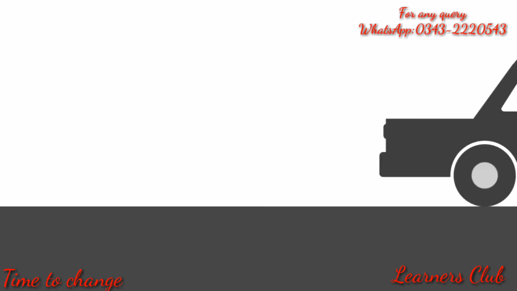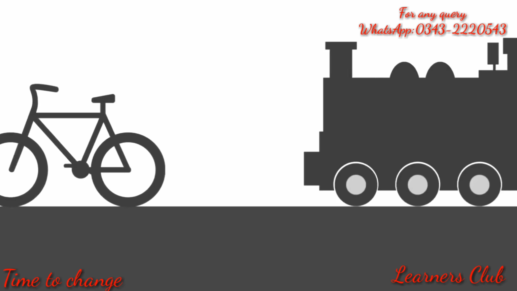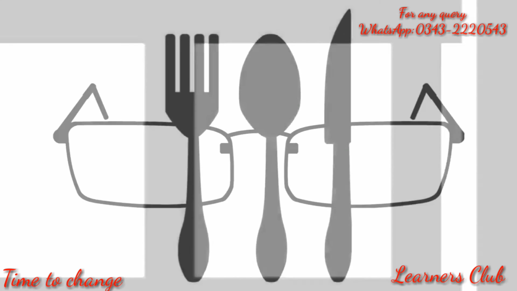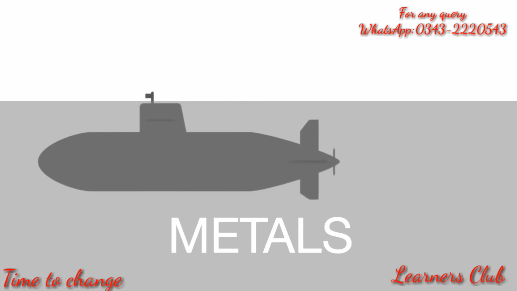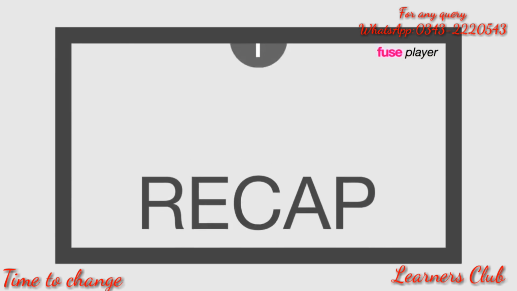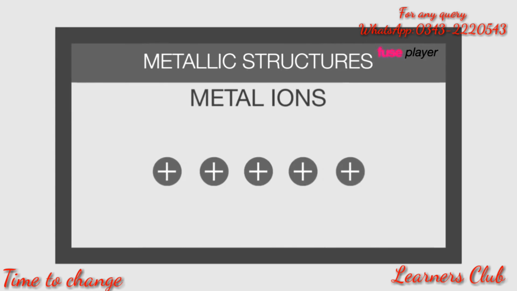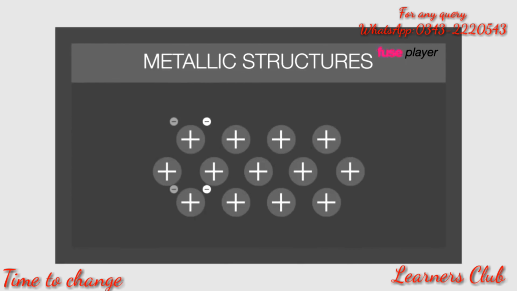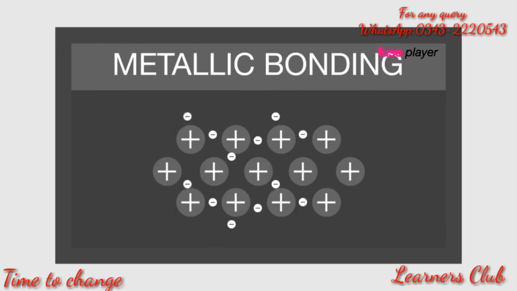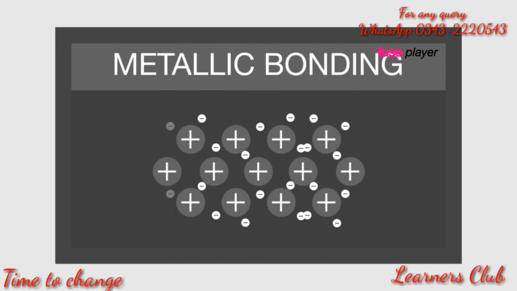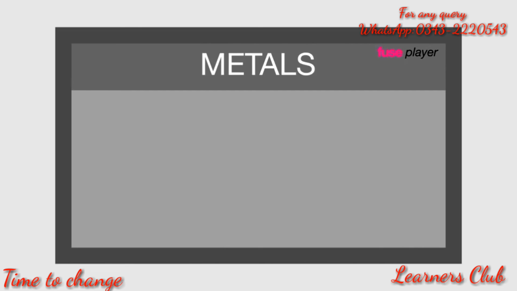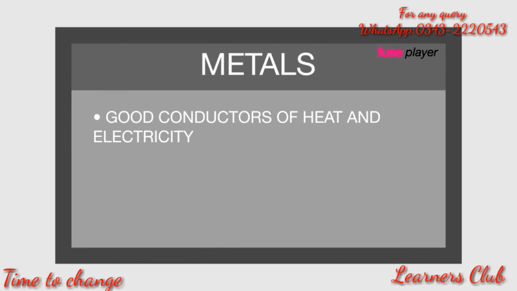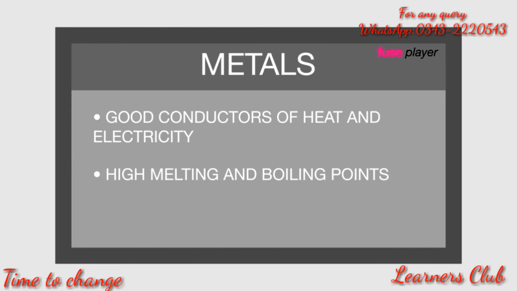Let's think about it. Cars and bicycles, trains, planes, buildings, cutlery, spectacles, furniture, and endless items can be made from metals. To recap, the electrostatic attraction between metal ions arranged in a lattice structure and free-floating electrons is known as metallic bonding. This explains many properties of metals. They are good conductors of heat and electricity, have high melting and boiling points, and are malleable and ductile.